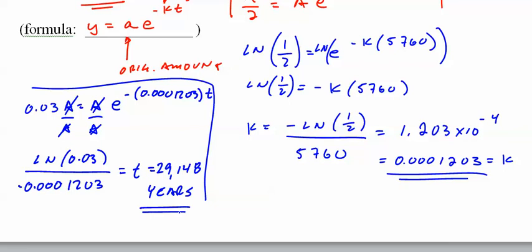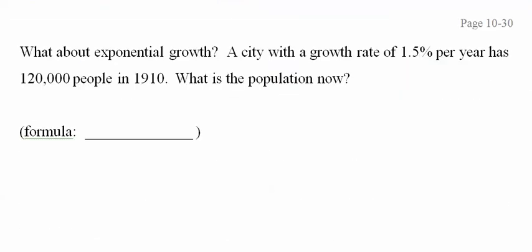So that's a second type of exponential decay. Now, of course, we will work on exponential growth. City has a growth rate of 1.5% every year. I think this is supposed to be Raleigh, North Carolina, or something like that. Or I might have made it up. What's the population now? So what we do is we typically say this will be time equals 0. So population now is, the time now, 2015 minus 1910. It's 105 years later.